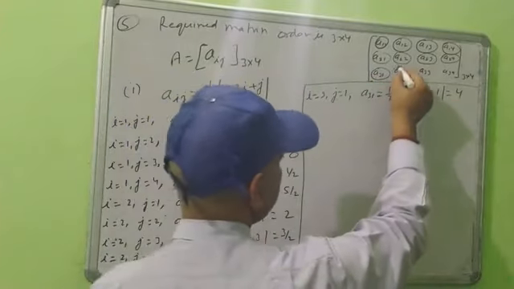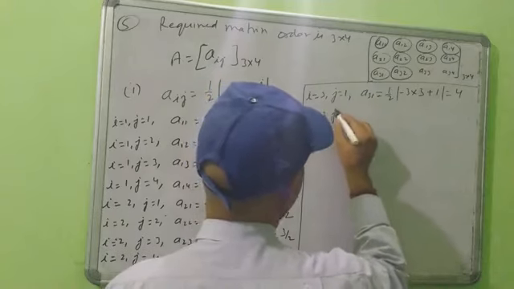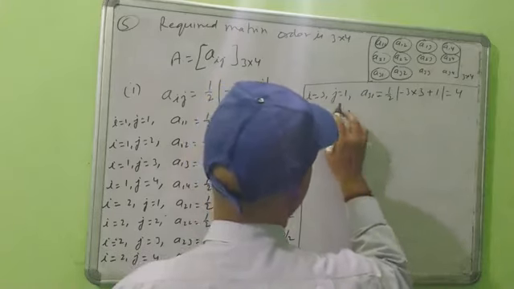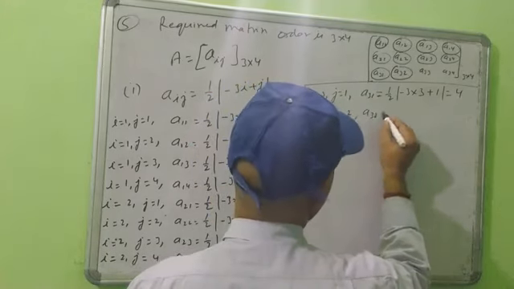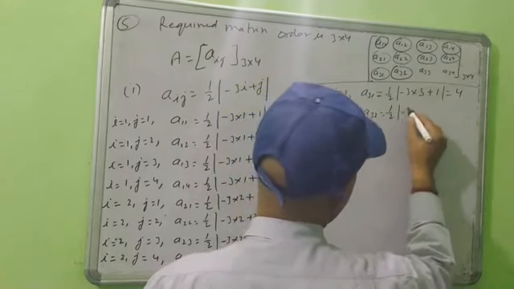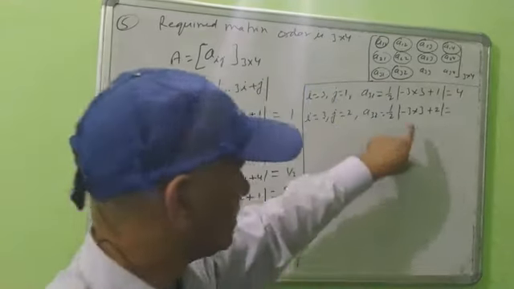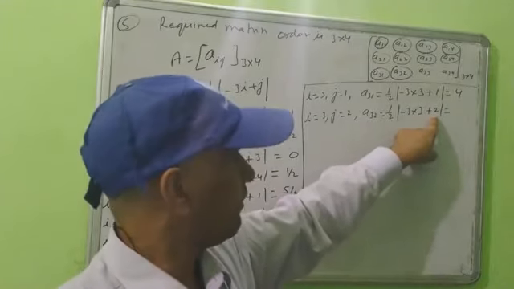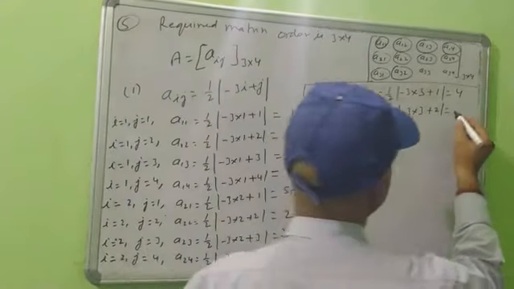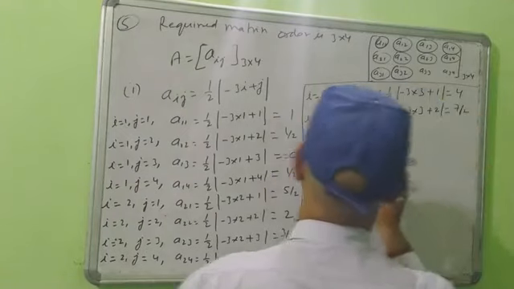Similarly, we will find a32. i equal to 3 and j equal to 2. What will we get here? a32: 1 upon 2, mod, minus 3 into 3 plus 2. So 3 threes are 9, plus 2, so minus 7. Minus 7 means 7 by 2. This one is 7 by 2.